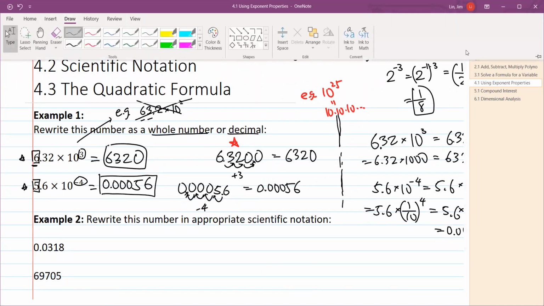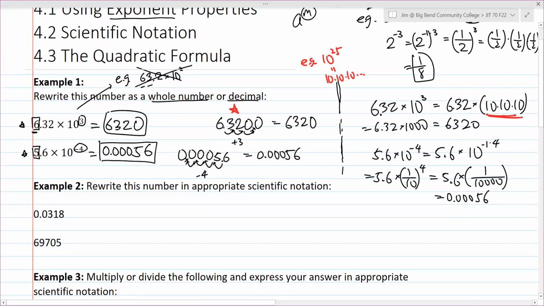Example 2. Rewrite this number in appropriate scientific notation. All right, now we're doing the opposite. So first of all, we have 0.0318. My method might be different from that in the lecture video, but I want to show you how this works. First of all, if I were you, I will always start counting the point from the spot right before the first digit.